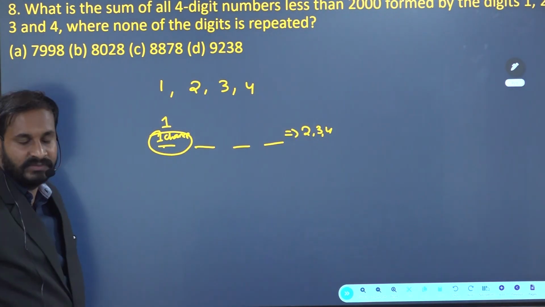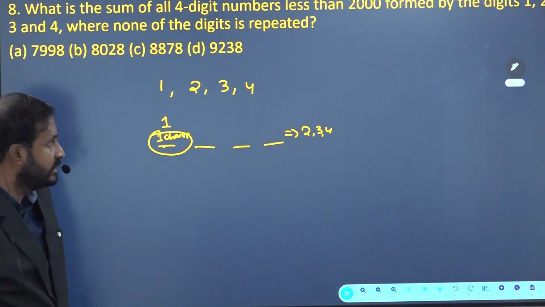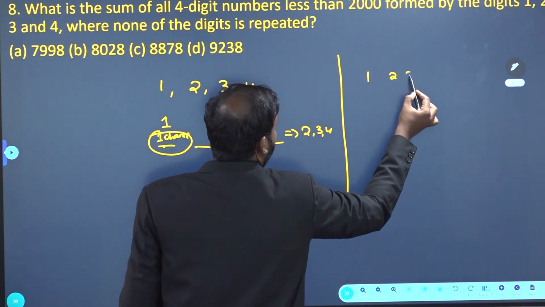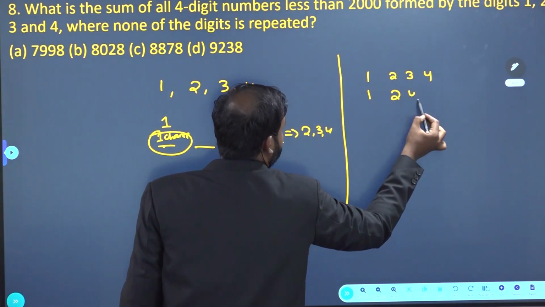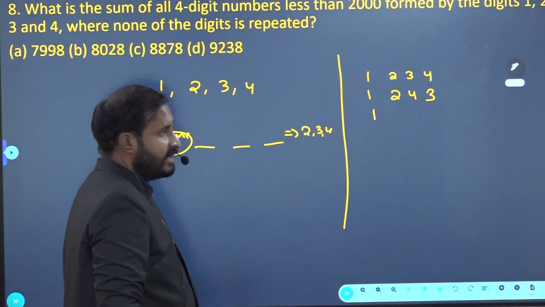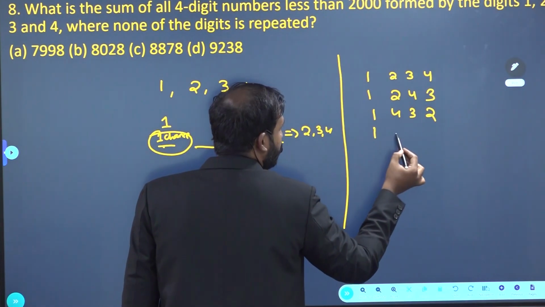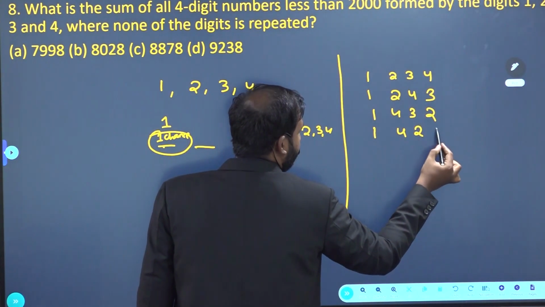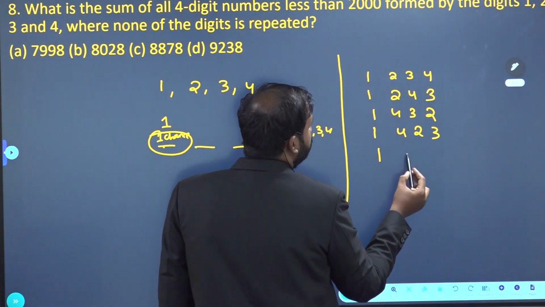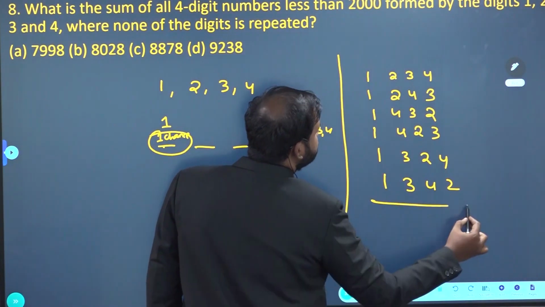These 2, 3, 4 can be shuffled in how many ways? In 3 factorial, 6 ways. That means total how many numbers will we get here? 6 numbers. Try to write those 6 numbers, students. Very simple to write. 1, 2, 3, 4. Or else 1, 2, 4, 3. The same digits will be shuffled. Or else 1, 4, 3, 2. I will write, for instance, 1, 4, 2, 3. Next 1, 3, 2, 4, or else 1, 3, 4, 2. So only these are the 6 numbers.